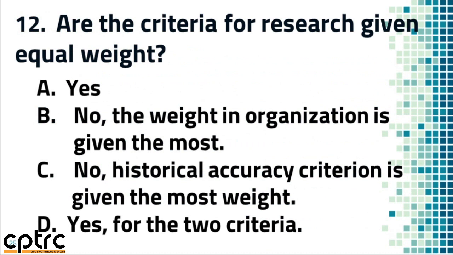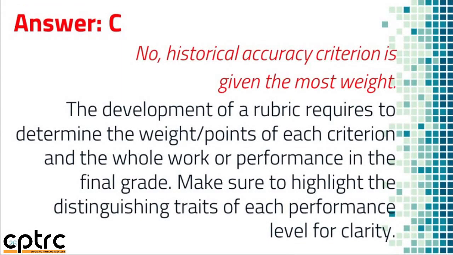Let's proceed to item number 12. Are the criteria for research given equal weight? What's your answer? Okay. The correct answer is letter C. No. The historical accuracy criterion is given the most weight if you look at the rubric. How many percent or how many points does that consist of? Historical accuracy is given times 3 in the rubric.